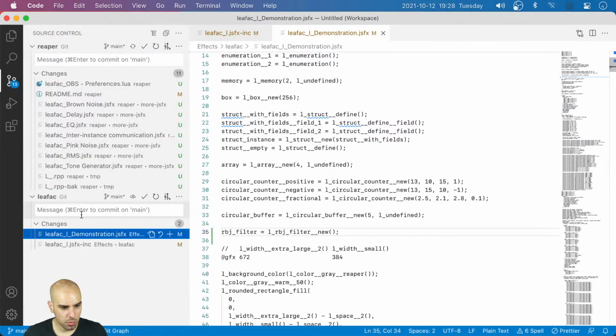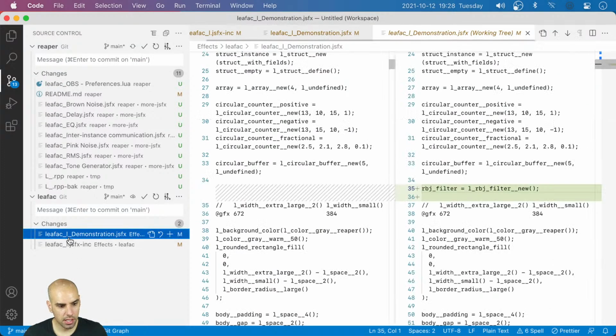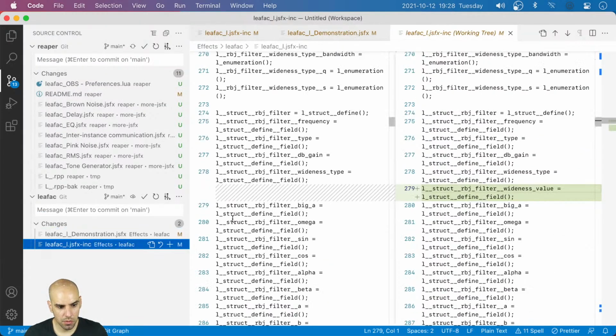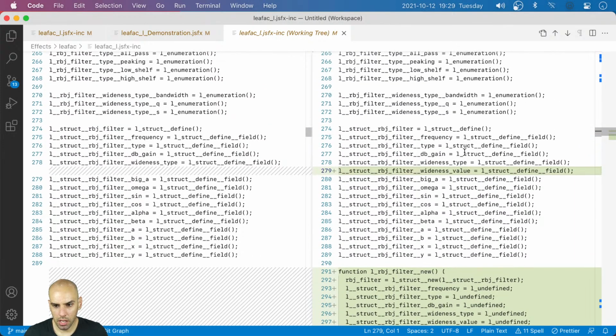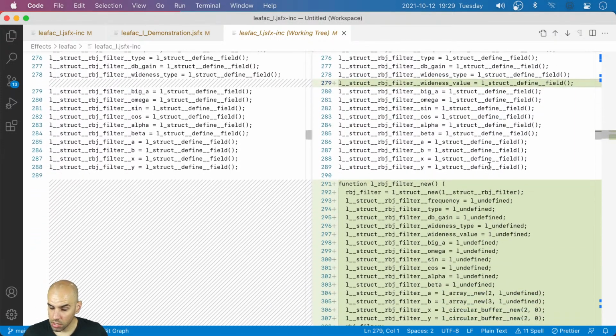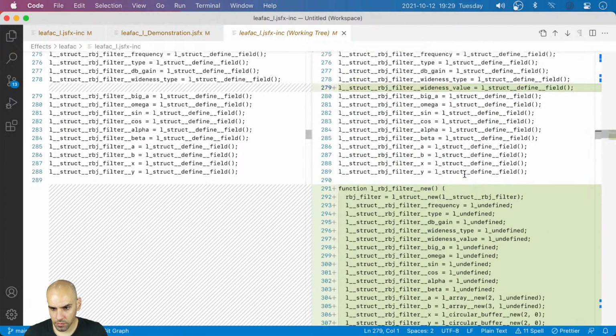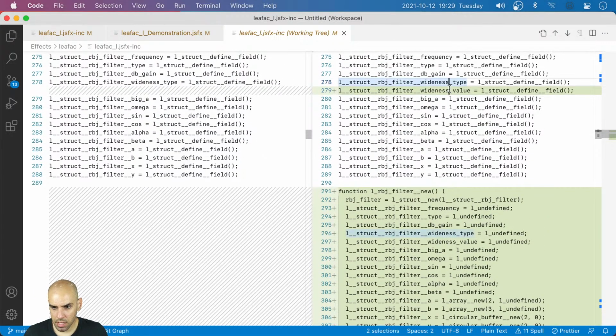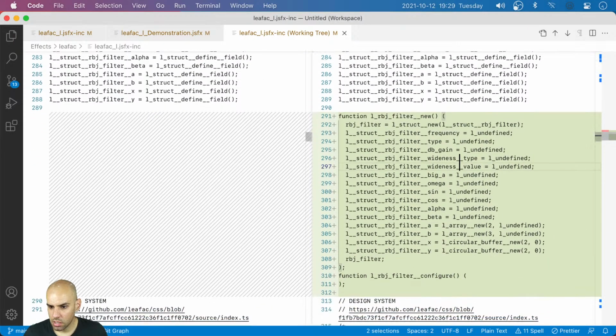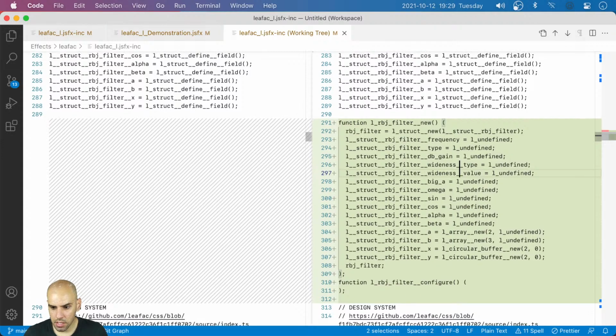Yeah, let's commit what we have. I'm going to check on chat, and then I'm going to continue. So over here on the demonstration, all I did was just initialize the filter, and over there, I put in the new field, and I initialized everything. Now that I'm thinking about this, I think I will have 2 underscores here, right? Because wideness is a concept. And I think that is all.